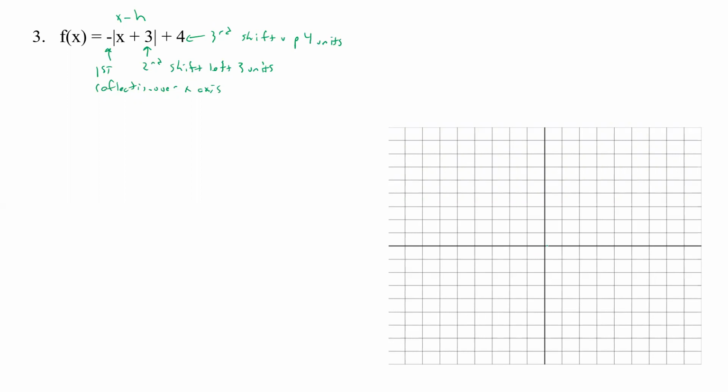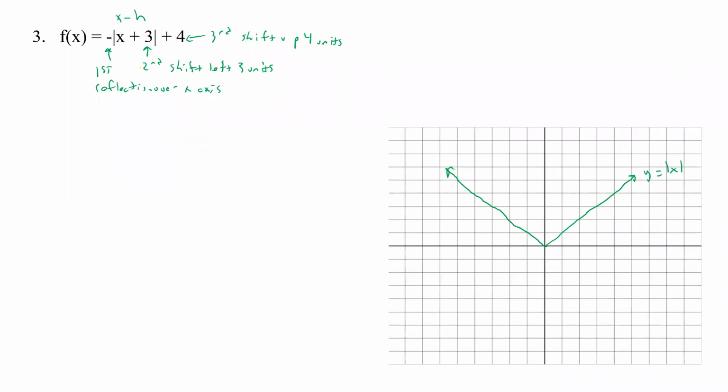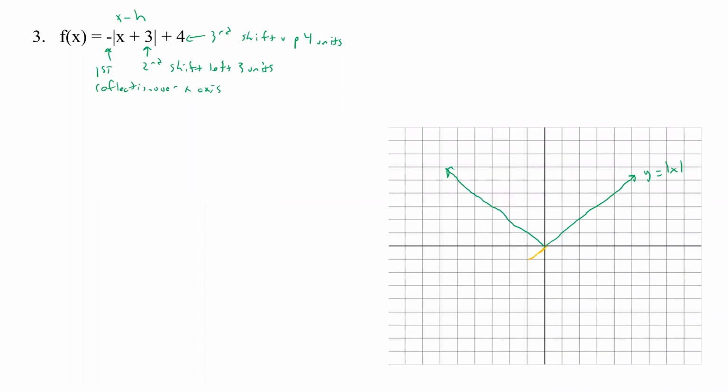So this time we'll draw our original graph in green. And so that's our y equals absolute value of x. Now let's move over, maybe let's do some orange this time. And so first we're going to reflect over the axis. So when we reflect over, it's going to shift it down like this. And so that's going to be y equals negative absolute value of x.